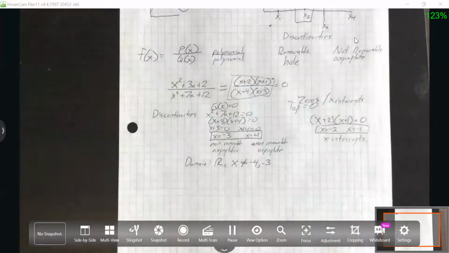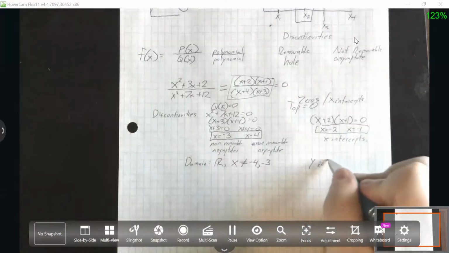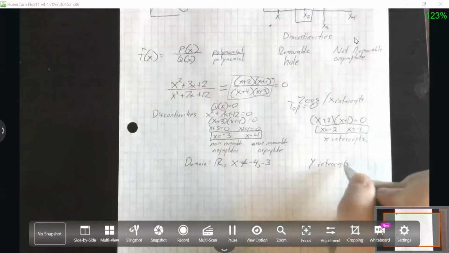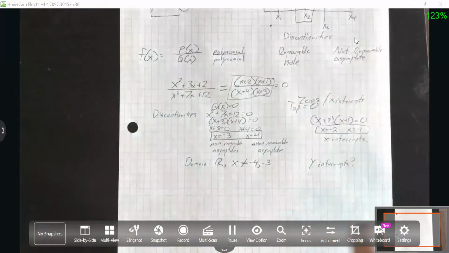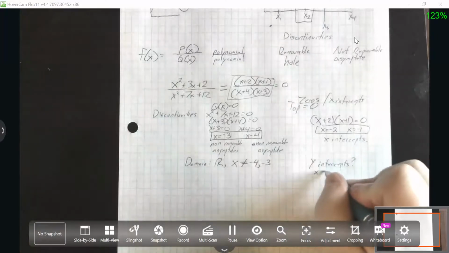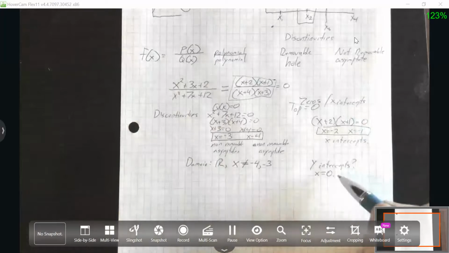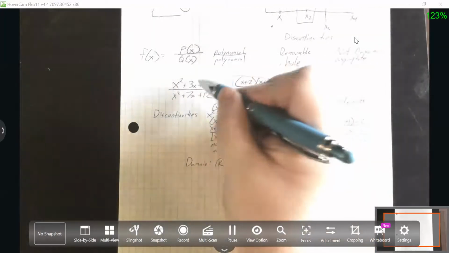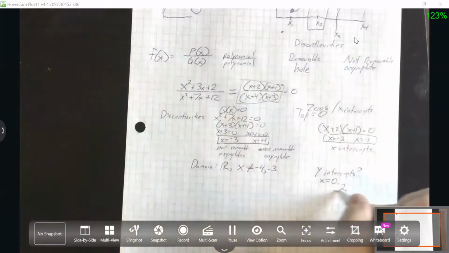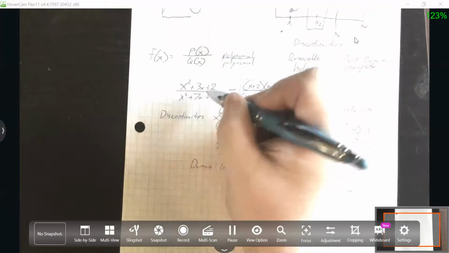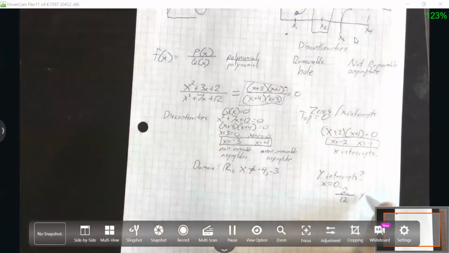We figured out our x-intercepts. How about y-intercepts? Well, y-intercepts, nothing's changed from way back when. We're just going to plug in x equals 0 right into our original function. If I plug in a 0 right here, on top we'd have 0 plus 0 plus 2. On the bottom we'd have 0 plus 0 plus 12. So my y-intercept would be 1/6.